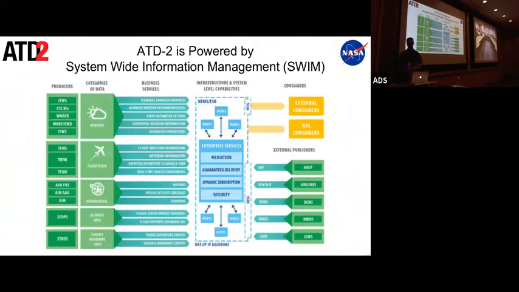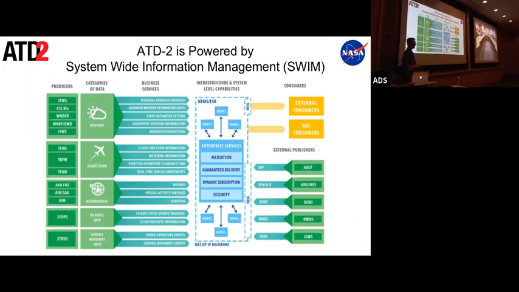So, we talked a little bit about ATD2 and the types of problems we're working to solve and the benefits that we're seeing from solving those problems. But the question can become, well, how are we actually creating these coordinated schedules? How do we create this efficiency? How do we create this predictability? And the answer is that the backbone of the ATD2 system is what we call system-wide information management, or SWIM. So you'll probably hear me use that acronym.